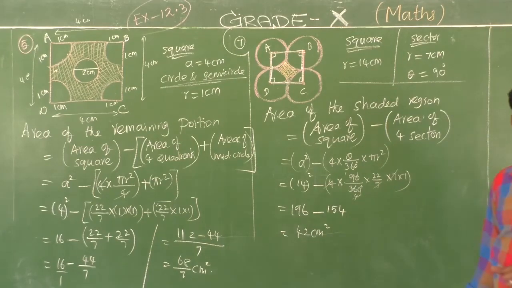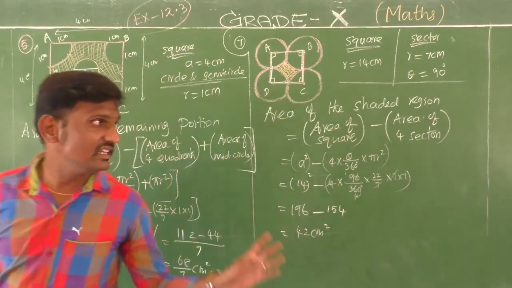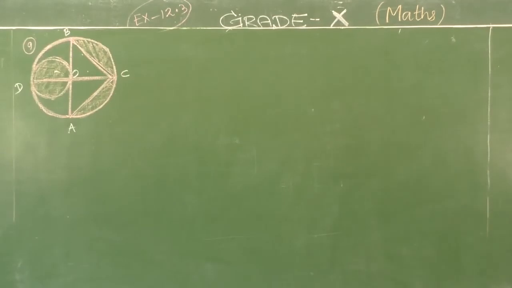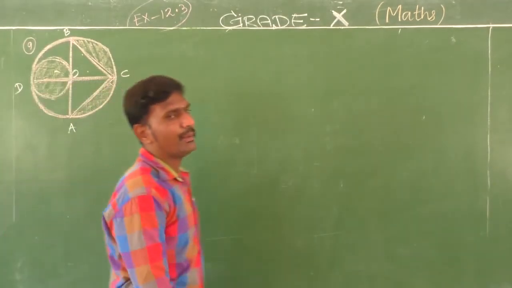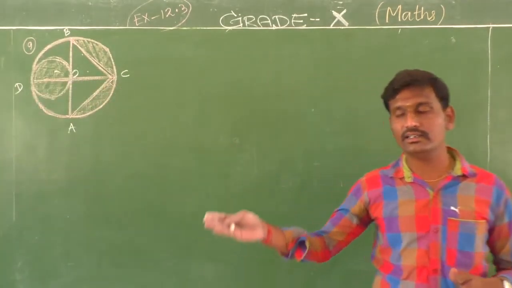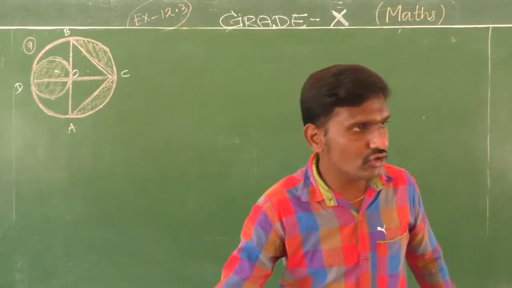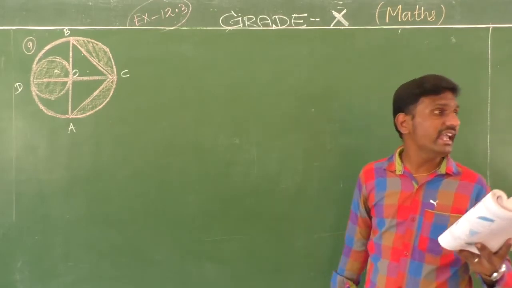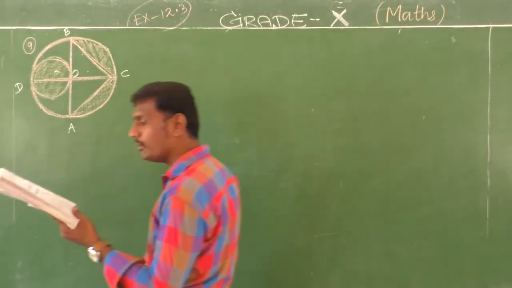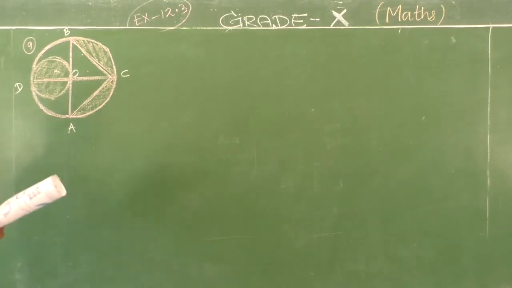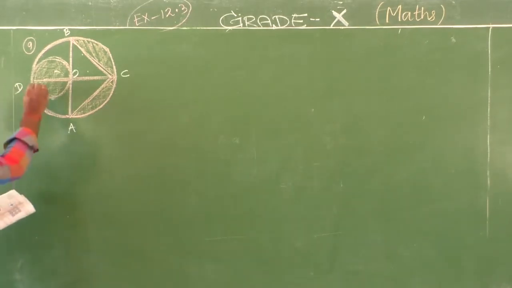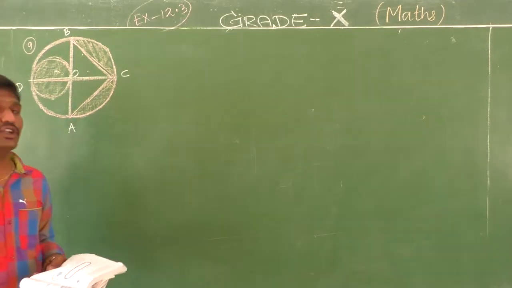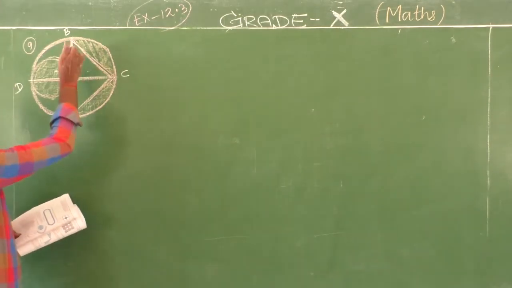Yes or no? Yes. Have you got it, children? So next question I want to give you, question number 9. That is also the same pattern of circle and triangle. Students, look at question number 9. In the figure, AB and CD are two diameters of the circle O perpendicular to each other. See, this diameter AB and CD are both diameters and also perpendicular to each other.